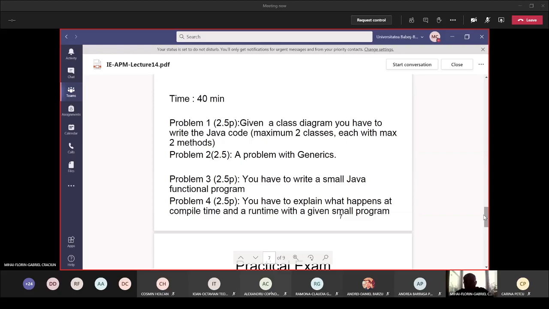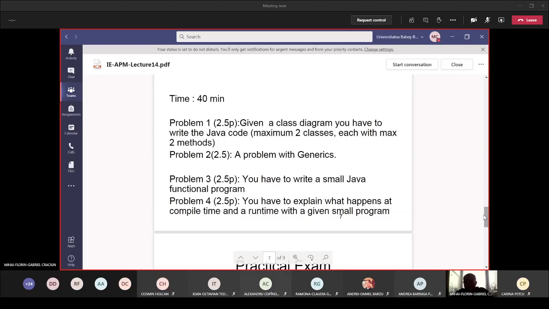You will get 4 problems. Each problem is 22.5 points. There are no points by default, because it's open book. For the first problem, I'm going to give you either a class diagram or a description, and you have to write the code for 2 classes, a maximum of 2 methods or something like that. But there you have to pay attention to concepts like overriding, overloading, static, or something like that. In the second problem, I'm going to give you either a generic code to write or to explain the behavior of some generic code.